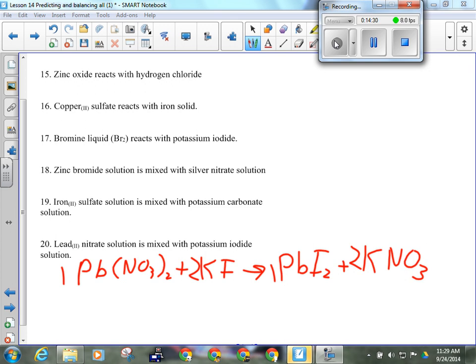Incidentally, that'll be one of the reactions that we do in the lab.